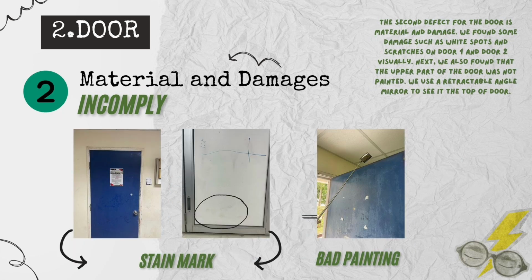The second defect for the door is material and damage. We found some damage such as white spots and scratches on door 1 and door 2 visually. Next, we also found that the upper part of the door was not painted. We used a retractable angle mirror to see the top of the door.